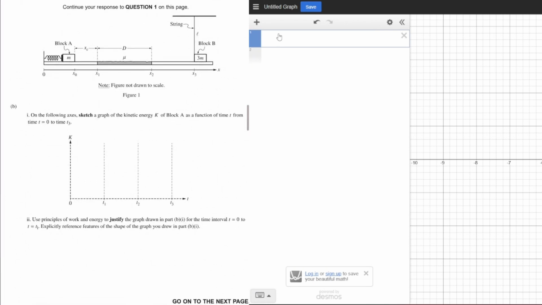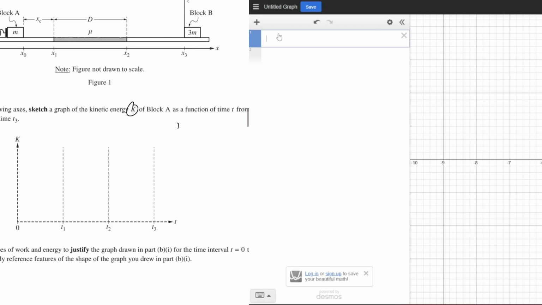So on the following axes, sketch a graph of the kinetic energy K of block A as a function of time from t equals 0 to t equals 3. Okay, so what I need to do here is think, kinetic energy. What's my kinetic energy equation? That would be 1/2 mv squared. That's horrible handwriting, forgive me. So K of t equals 1/2 m v of t squared. This is what you need to remember.